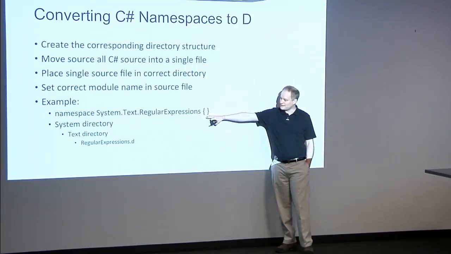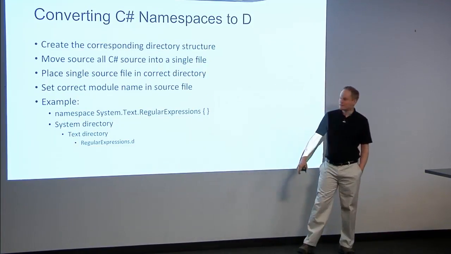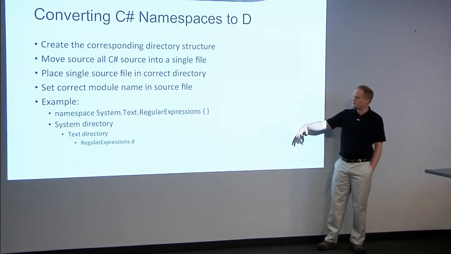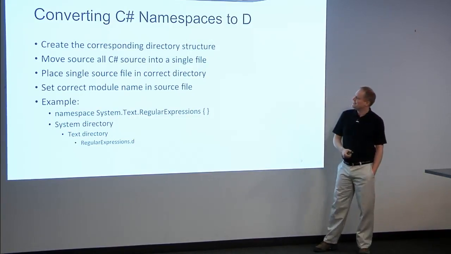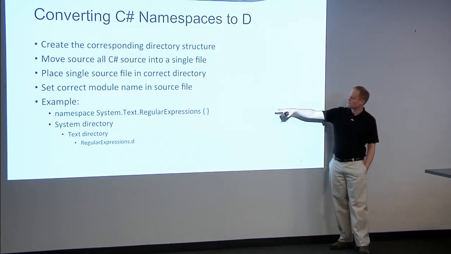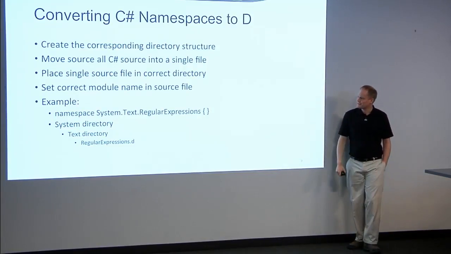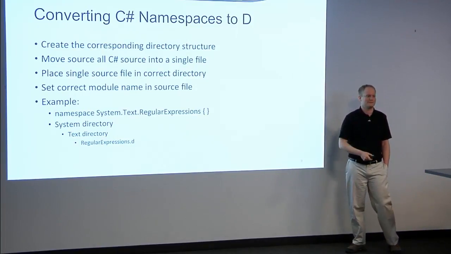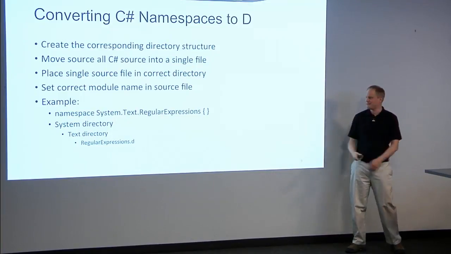So here was the process I used to convert our namespaces to D. You recreate the corresponding directory structure to a degree. See this leaf, what I call a leaf namespace here, this final namespace? That has to be a D file. So the regular expressions namespace in .NET's not very big, so your D file might only be 20 or 30,000 lines. Move all of the C# source from that leaf namespace into a single file, place the single file in the correct directory, set the module name, and it will work, because you're now importing your package module name.